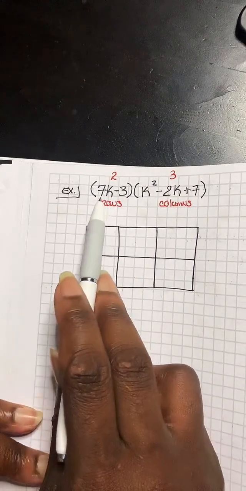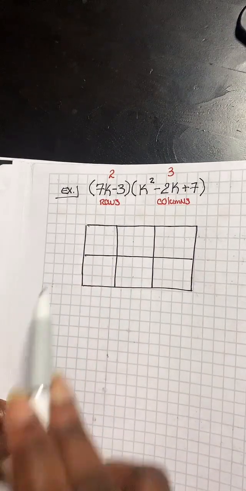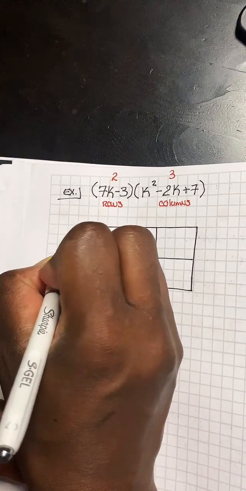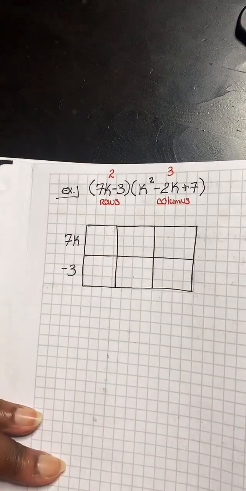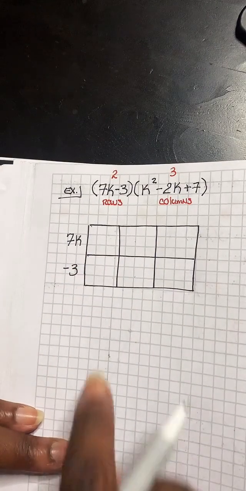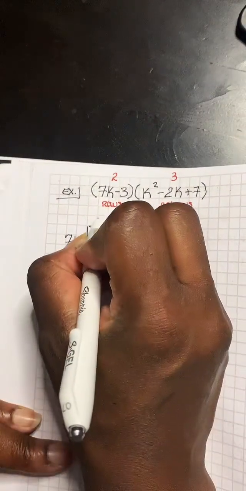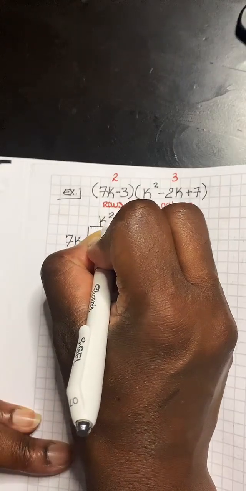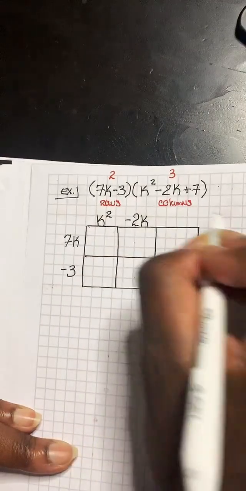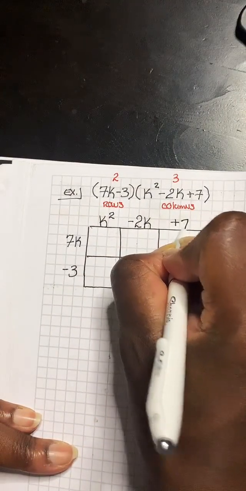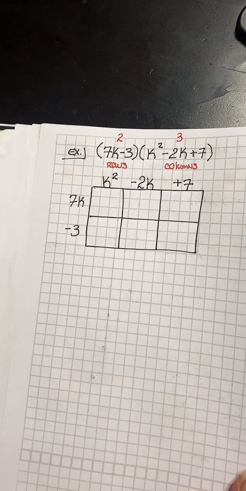So we want to get our binomial off to the side. So we have our 7k here and -3. What's going to go on top is your trinomial. So that means you have k squared here, minus 2k here, plus 7. And let me pause for questions.